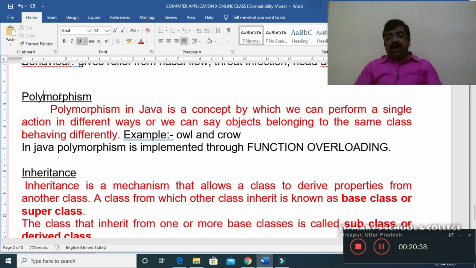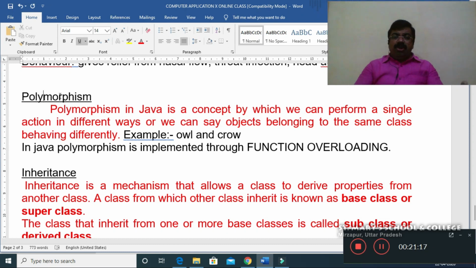Definition says, polymorphism in Java is a concept by which we can perform a single action in different ways. Or we can say objects belonging to the same class behaving differently. Now, what is the need of this? We have one portion which is called function overloading. In Java, polymorphism is implemented through function overloading. Okay, that we will see later on.